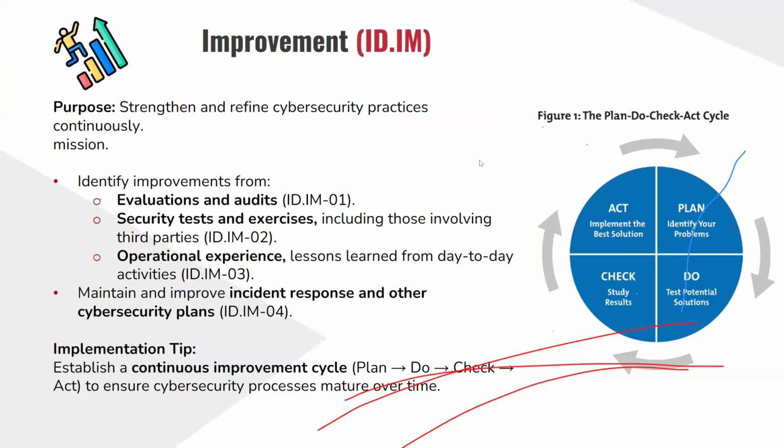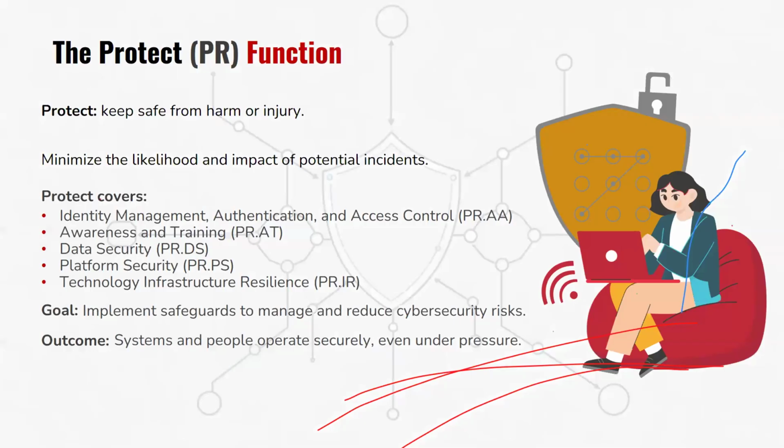You do evaluation. So we have something called the plan, do, check cycle. When you plan, that means you identify your problems, you test the potential solutions, you check whether the solutions you've put in place are actually working. If not, then you implement a better solution. So this part of the framework is telling you to always continually improve on it.